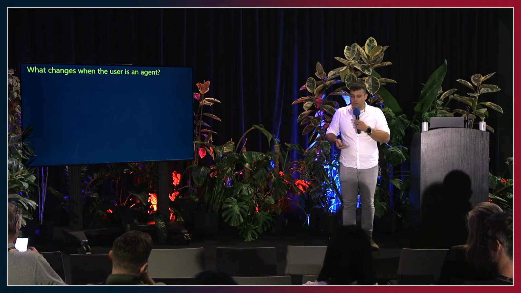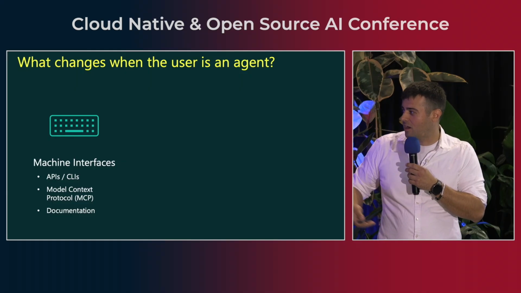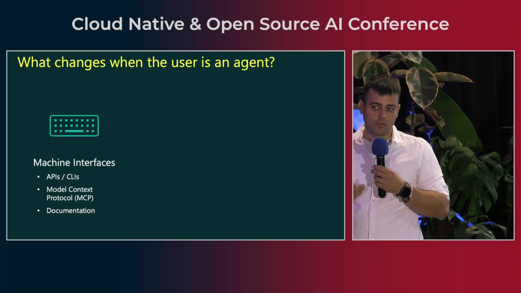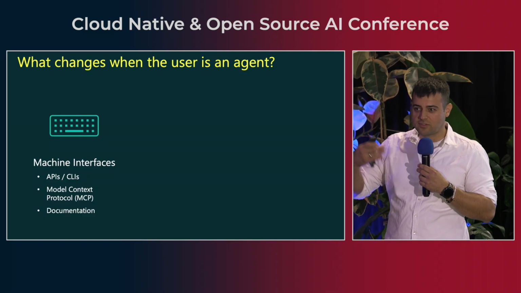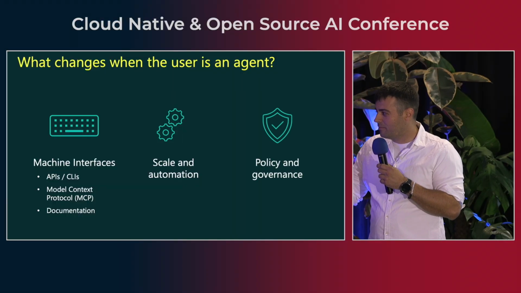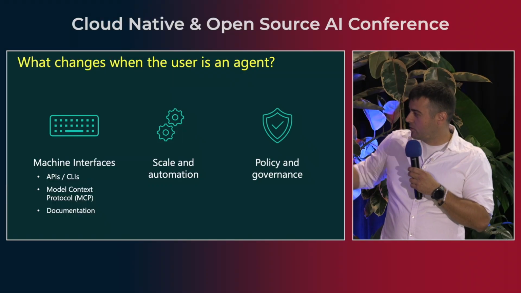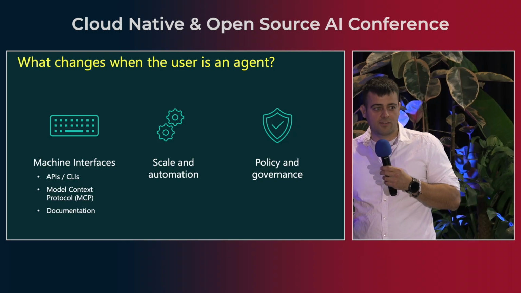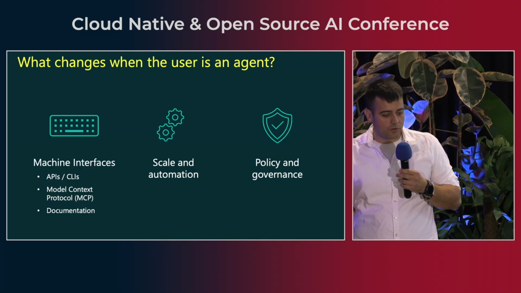So what changes when the user is an agent? Obviously, there are requirements to be able to talk as an agent to some form of system through machine-readable or machine-defined interfaces, because the agent is not going to click around, although it could probably do that as well. Scale, automation, and obviously, I think one of the most important aspects is policy and governance. So you want your agent to be controlled. You want your agent to be able to autonomously do the job without going sideways, basically.